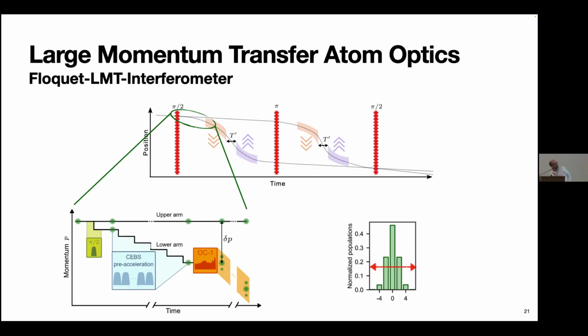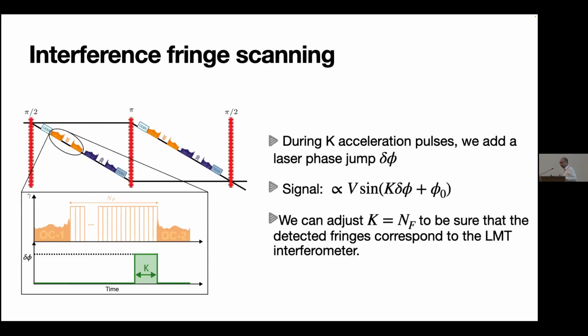So for that, we have implemented a pre-acceleration with our Bragg with longer pulses, which can address only a single momentum state. And when we have a separation of 20 h-bar-k, we apply our Floquet accelerations. And we do the same for the decelerations, and symmetrically on the other arm. So now you have the geometry of our interferometer, and the point is, how can you scan the phase of your interferometer?